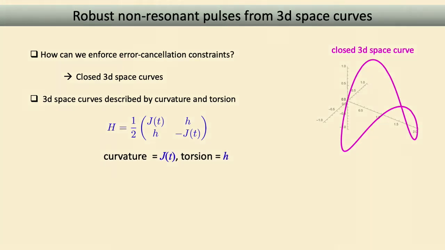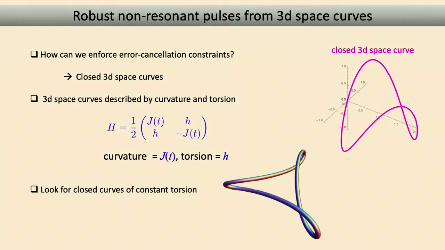So you can run the whole story through again, and every time you want to create a pulse that's robust to first order or second order, you just draw a closed curve in three-dimensional space and read off the curvature, read off the torsion to get the Hamiltonian that generates that gate that you want.